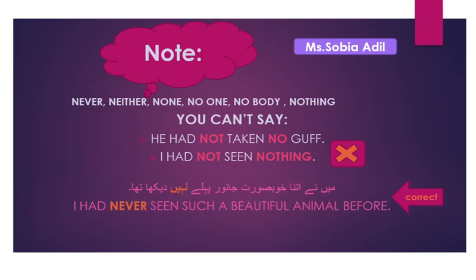So keep it in mind that if you use negative words like never, neither, nobody, no, nothing, you will not make the verb negative, right? You will not write not again. So this is the correct one that I have written here: I had never seen such a beautiful animal before. We cannot write: I had never seen such a beautiful not animal before. No, you will not write like this. You will use only one thing, right?